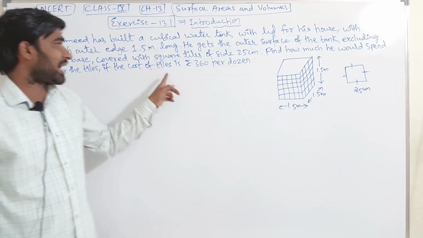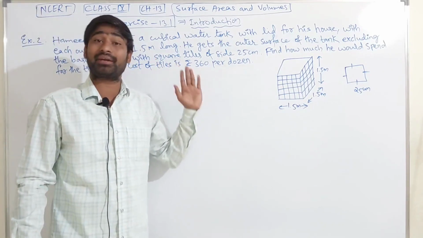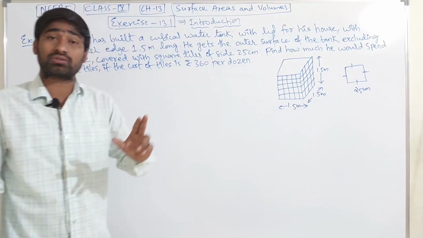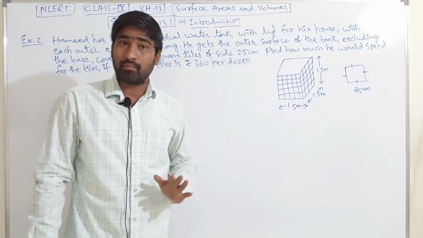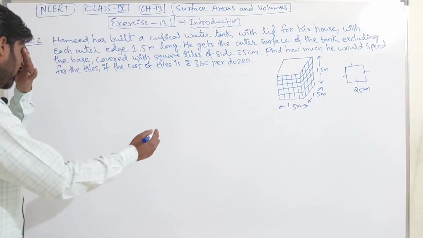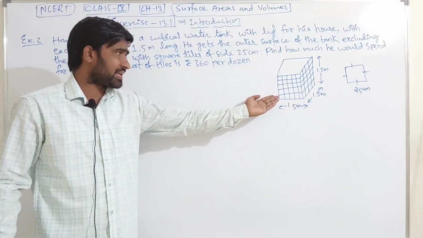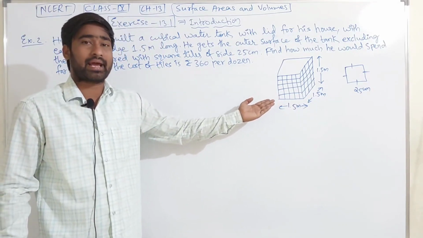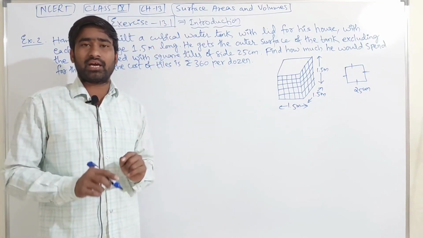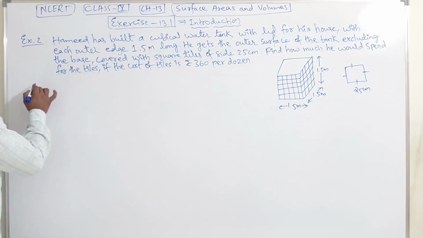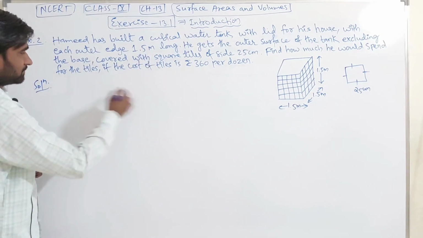If the cost of tile is rupees 360 per dozen, means the cost of 12 tiles is 360, then what is the cost of the total number of tiles? Okay, so we have to find here the surface area of the cubical tank excluding the base, means we have to find only the surface area of 5 faces. So see the solution.